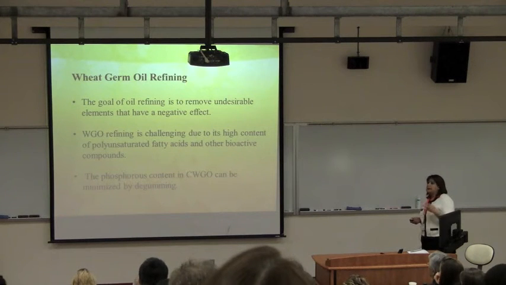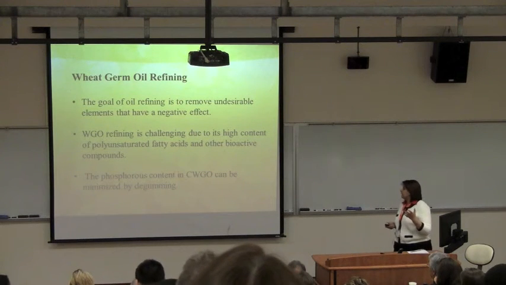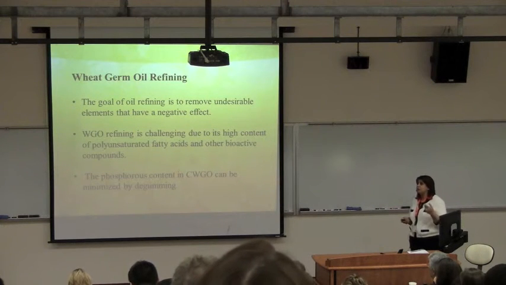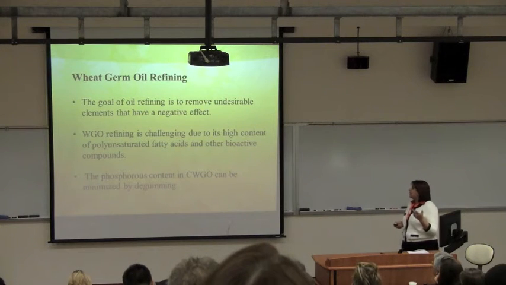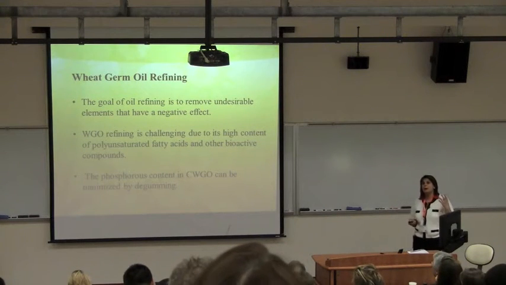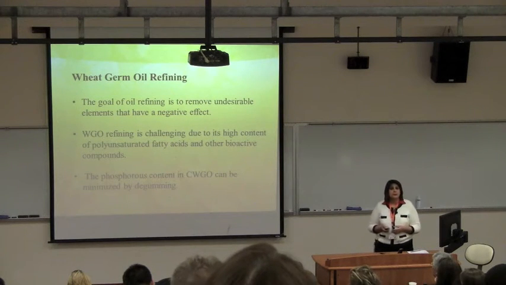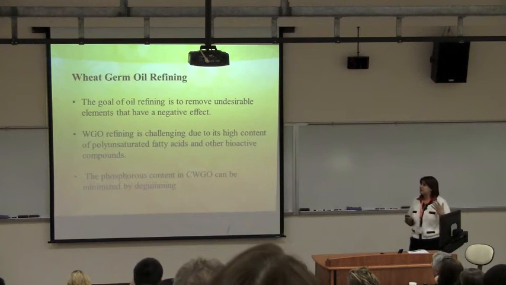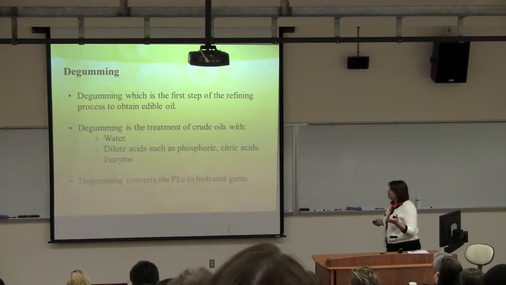The goal of refining is to remove undesirable compounds and their negative effects. Wheat germ oil refining is a big challenge because it has a high content of polyunsaturated fatty acids and other bioactive compounds, and these bioactive compounds are very sensitive to light and heat. The phosphorus content of crude wheat germ oil can be minimized by degumming, which is the first step of refining to get the edible oil.